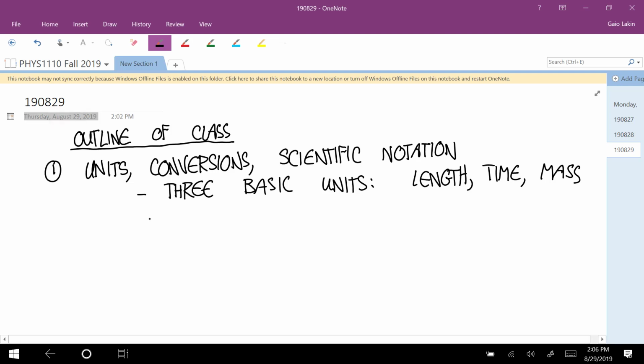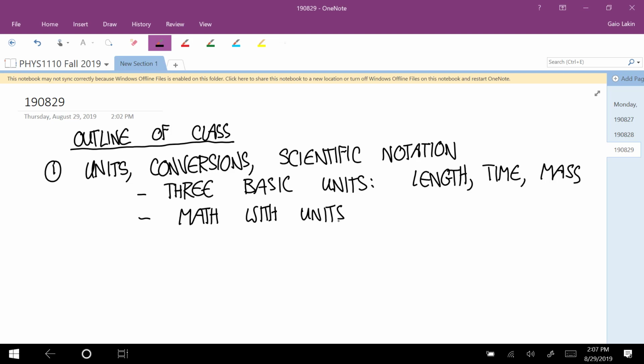And we're going to talk about doing math with units. For example, if you have an equation where you have to multiply mass times velocity, well, mass has its own units, velocity has its own units. What happens when you multiply these two things together? What happens to the units? So we need to get that stuff straight.